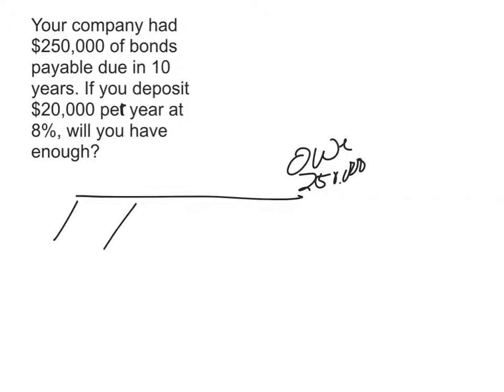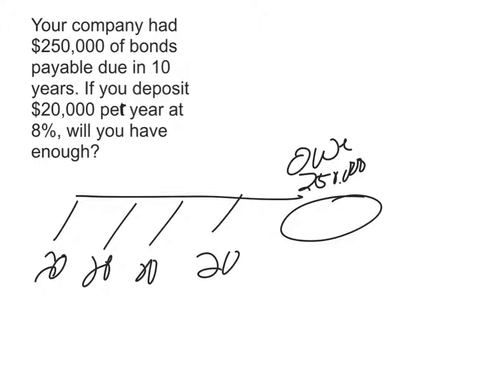So you want to make these deposits of $20,000 each time. You want to know if that value in the future will help you with this amount. So we don't want to know the amount at the beginning. We don't want to know the present value, but we do want to know the future value. So if we look at a future value of an annuity table, 8% for 10 years, we get a factor of 14.4866.